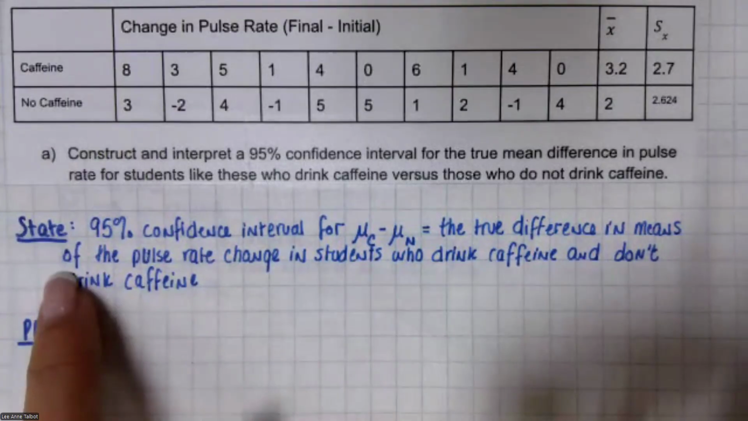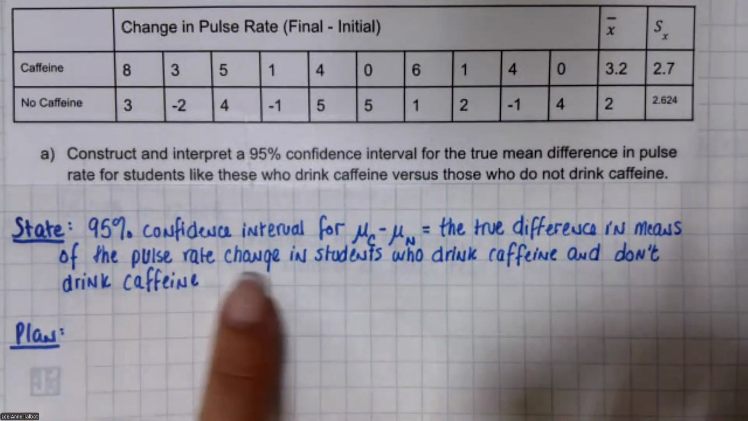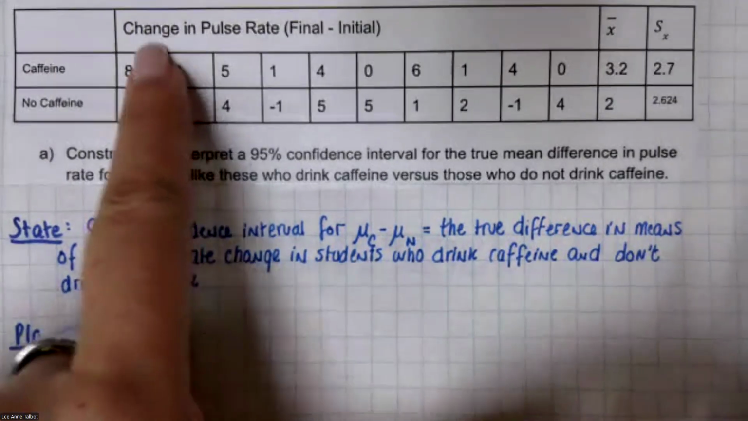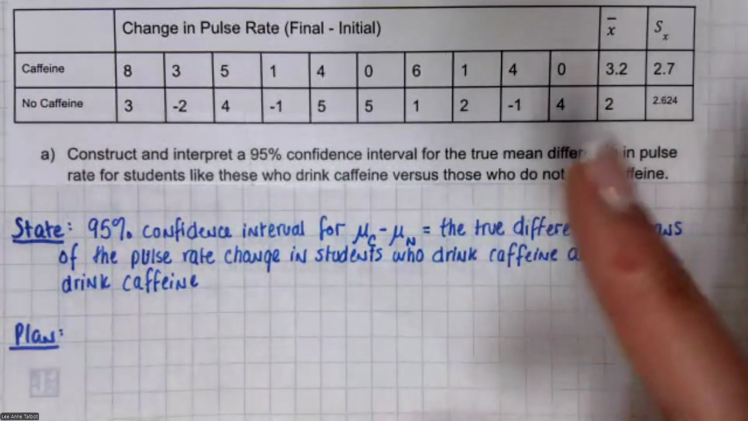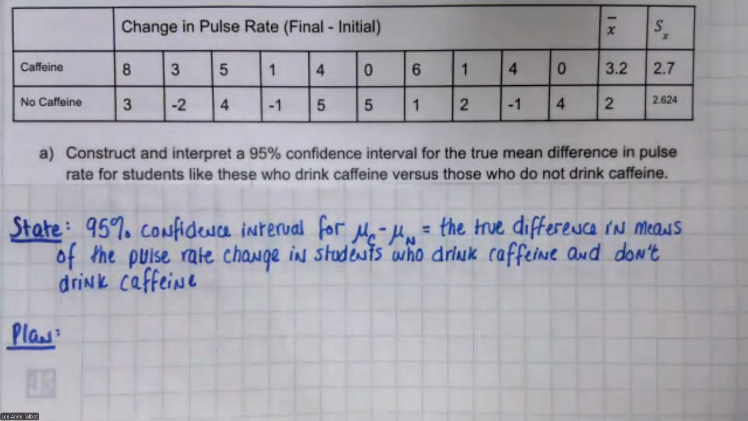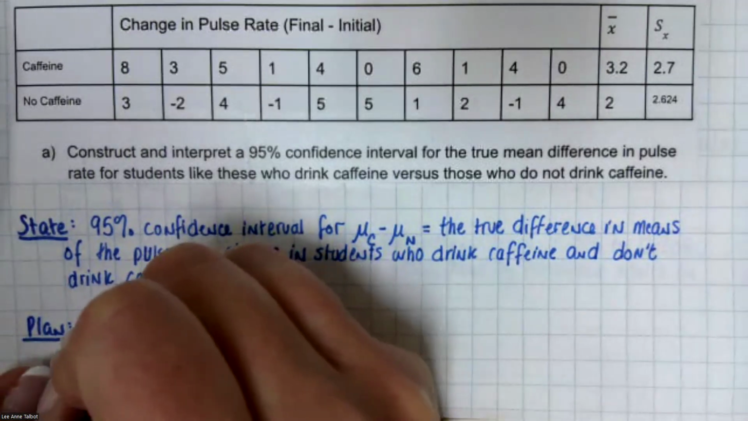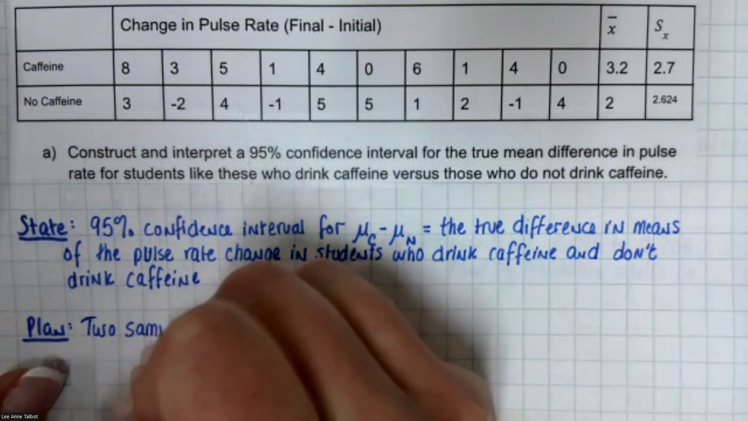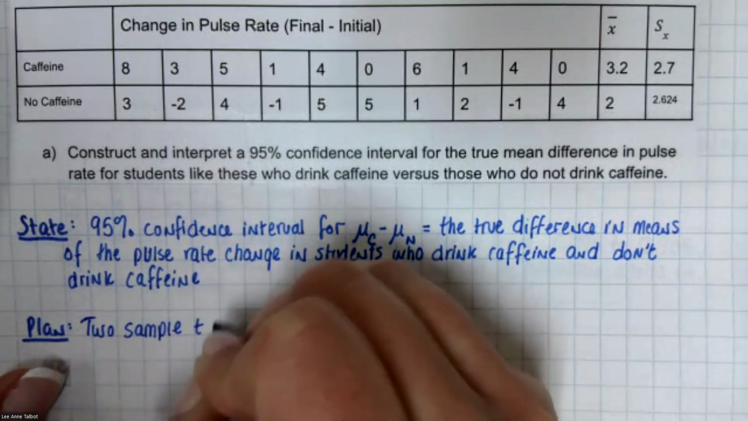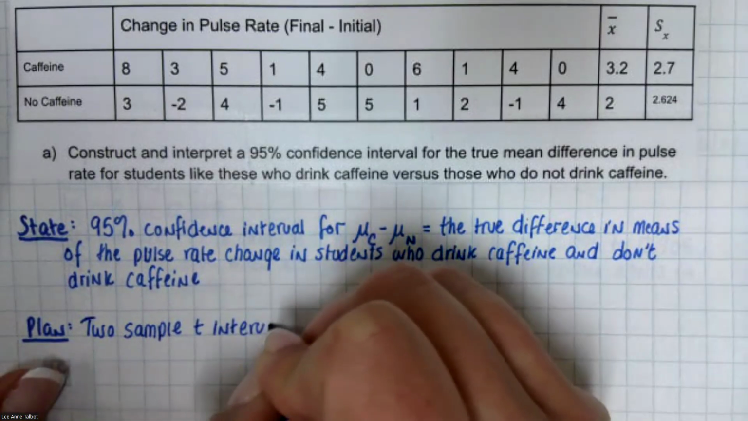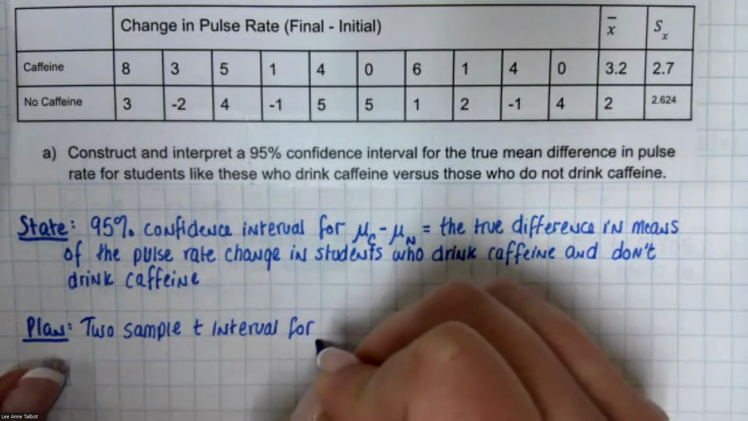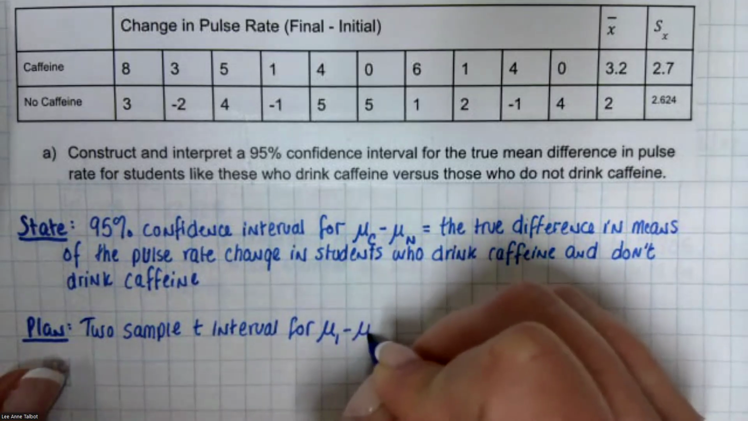And you could also say change in pulse rate instead of pulse rate change. If you want to just copy off of what they have, that's fine too. I was just trying to make it less wordy. Okay, plan, two-sample t interval for mu1 minus mu2.